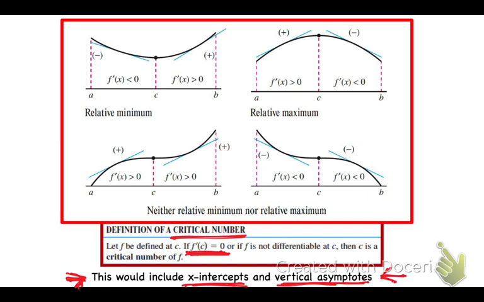Now, x-intercepts are something that I have added as a critical number because they are important for us to look at and acknowledge their existence. Some people would say they're not considered a critical number. I think it's very important to know where an x-intercept is.